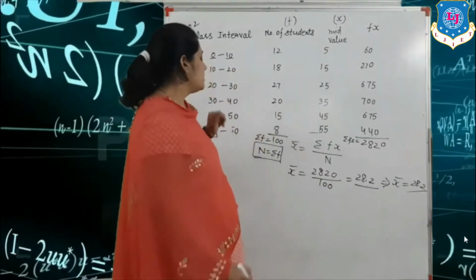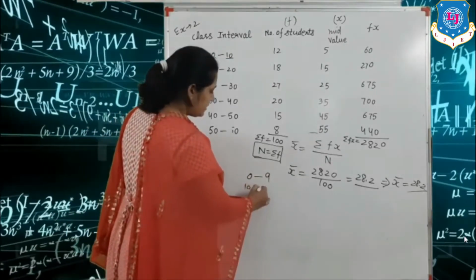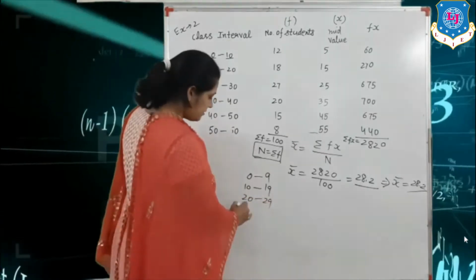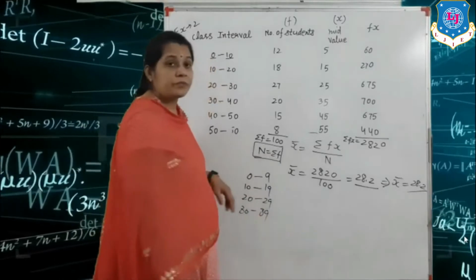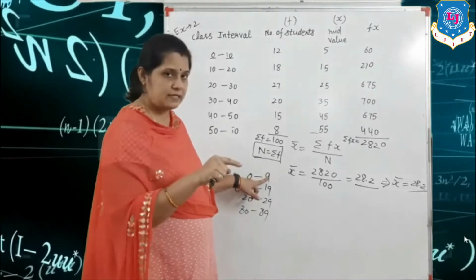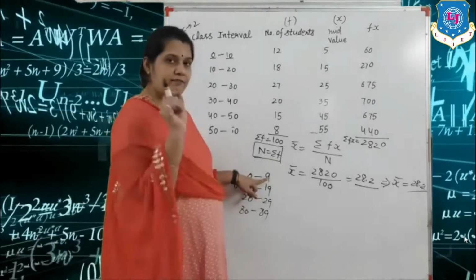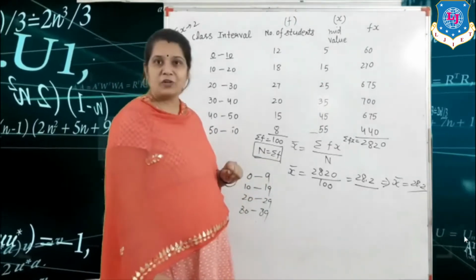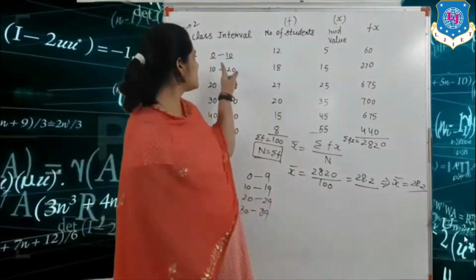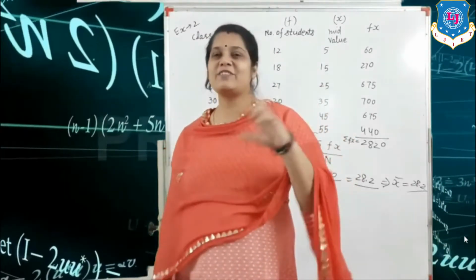Sometimes in your question the intervals are given as, for example, 0 to 9, then 10 to 19, the next one is 20 to 29, and the next interval is 30 to 39. In the first class interval, the upper limit is not equal to the lower limit of the next class interval, because here the value is 9 and here the value is 10. So first you convert this form into the exclusive form. This is your exclusive form and this is your inclusive form. So don't be confused between exclusive and inclusive form.